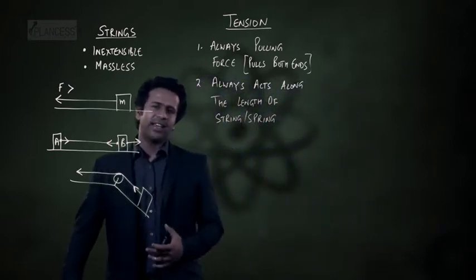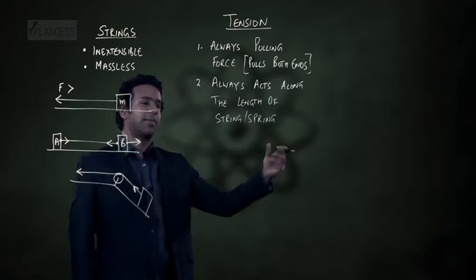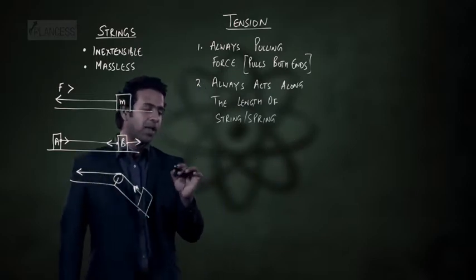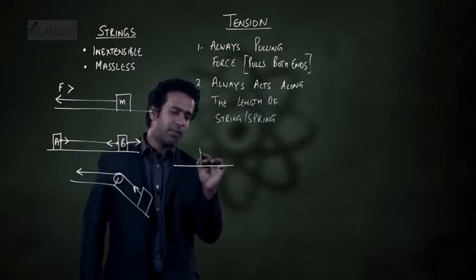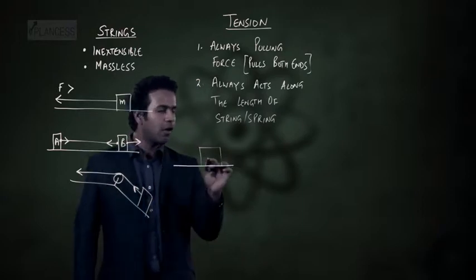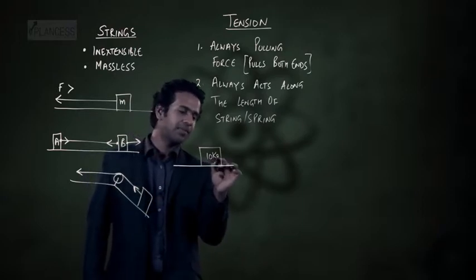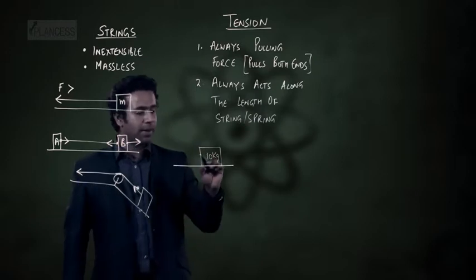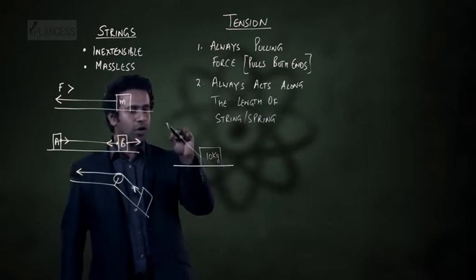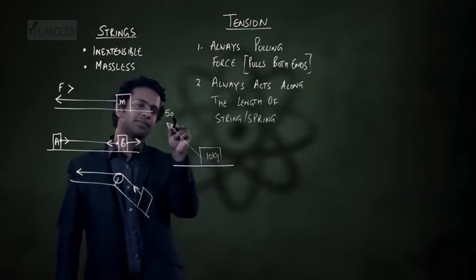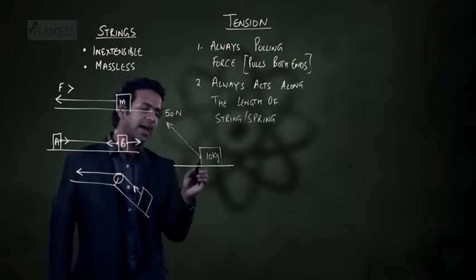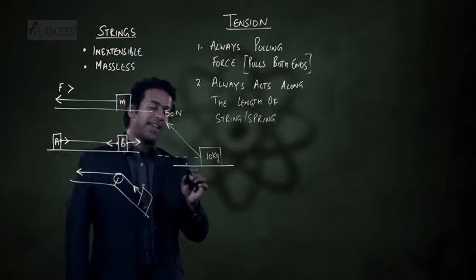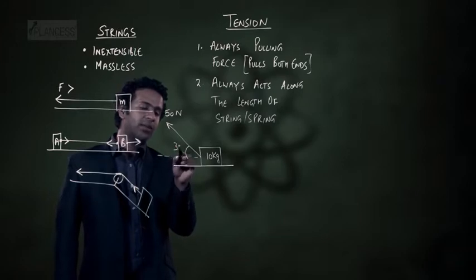So let's take a fairly simple example and apply what we have just learned. Let's say there is a block of mass 10 kg. On this block we are applying a force of 50 Newton at an angle of, let's say, 30 degrees with the horizontal.